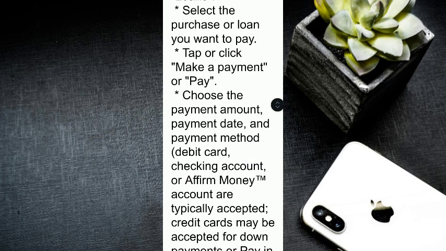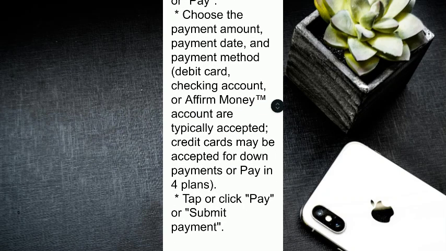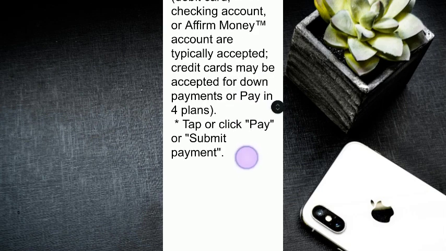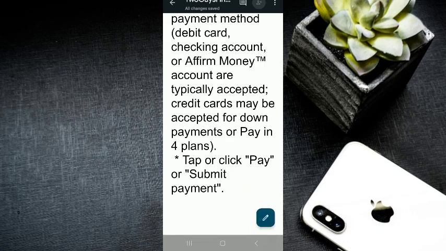Choose the payment amount, the payment date, and payment method. It could be debit card, checking account, or Affirm money accounts. Credit cards may be accepted for down payments or for paying full plans. So once you've chosen the one, then you tap or click on pay or submit payment. It is as simple as that.